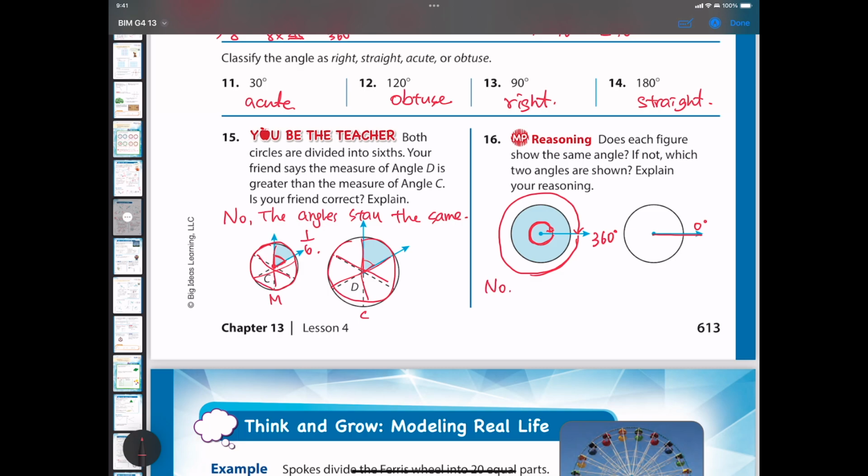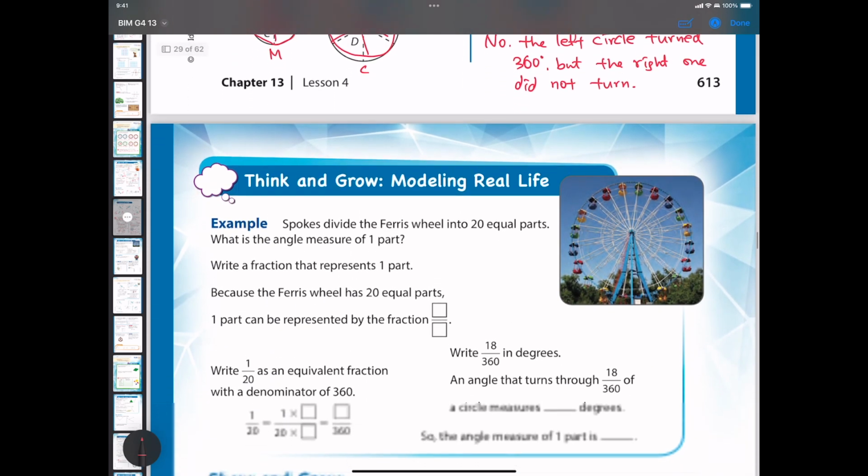No. The left one, the circle, turned 360 degrees. But the right one did not turn. Okay, all right, so last page.